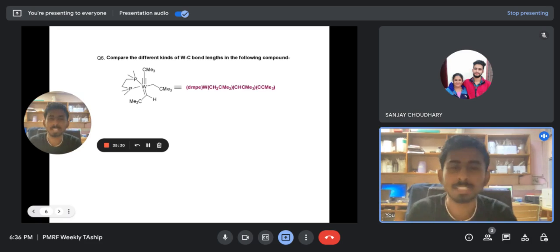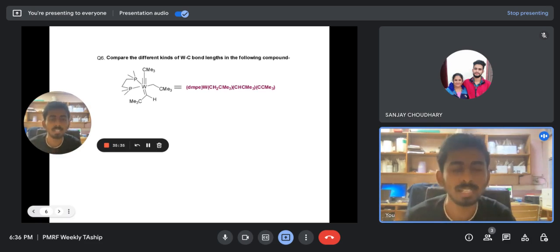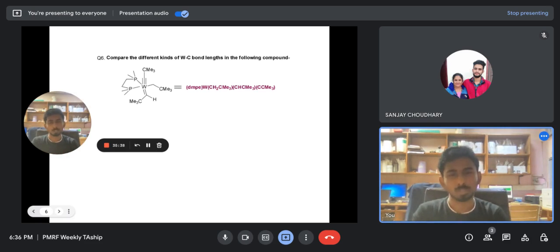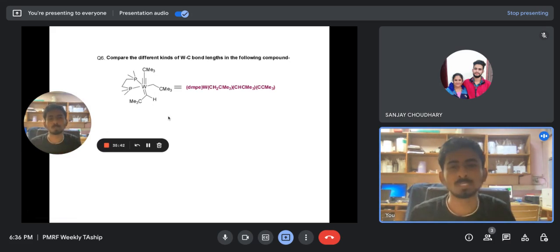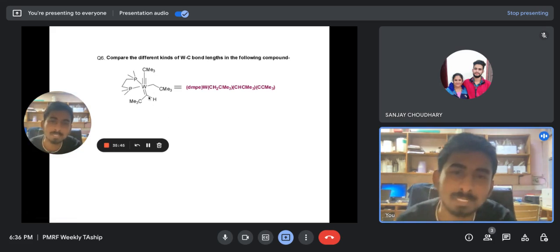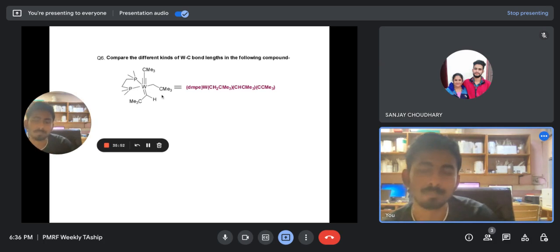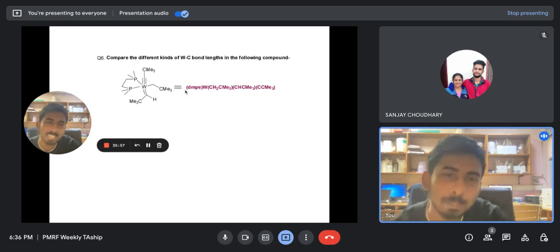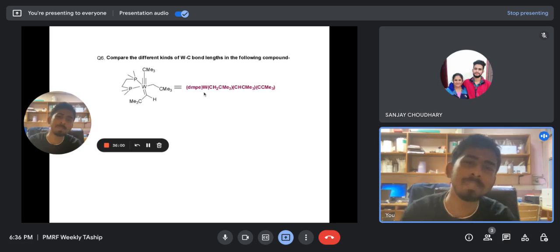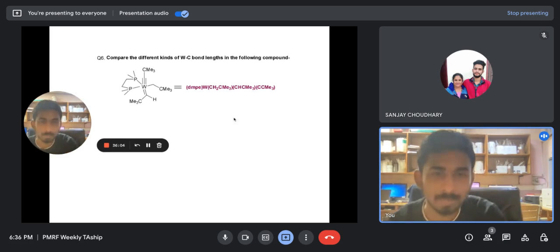So the next question is regarding comparing the different kinds of tungsten carbon bond lengths in the following compound. You see in the following compound, there are three kinds of tungsten carbon bonds present. One is the tungsten carbon triple bond, one is the tungsten carbon double bond, and another one is the tungsten carbon single bond. And this is stabilized by dimethylphosphinoethane, that is DMPE, so the compound is DMPE tungsten CH2CMe3, CHCMe3, and CCMe3.